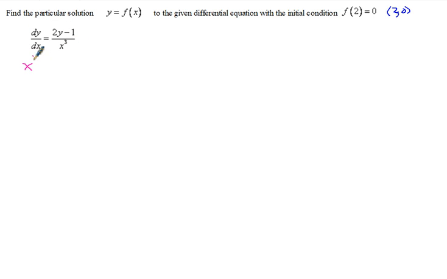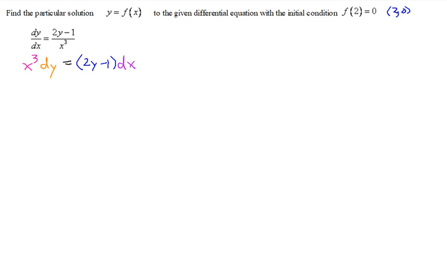x cubed times dy equals 2y minus 1 times dx. So the nice thing about that is it wiped out the fractions, and sometimes that's all you need to separate the variables. However, in this case, it's a little more challenging because the x is with the dy and the y is with the dx. So they both end up on the wrong side.